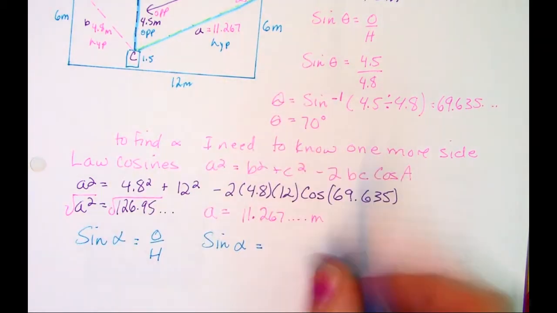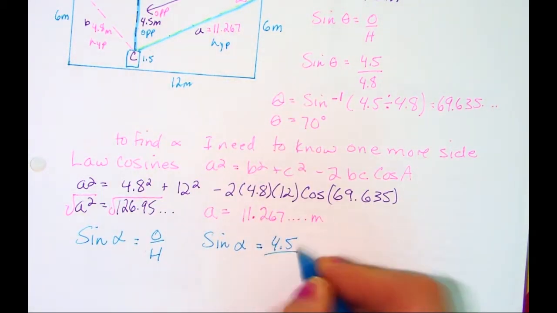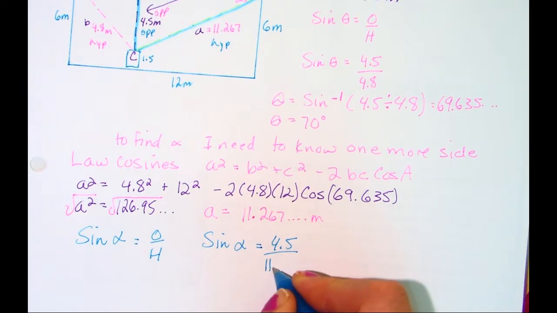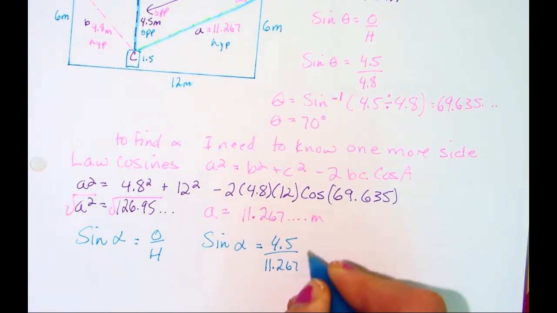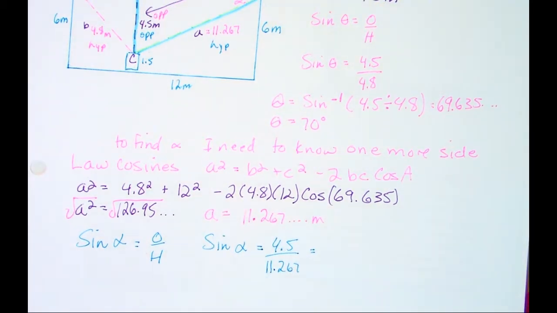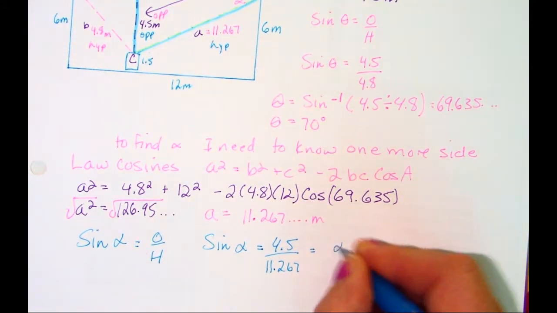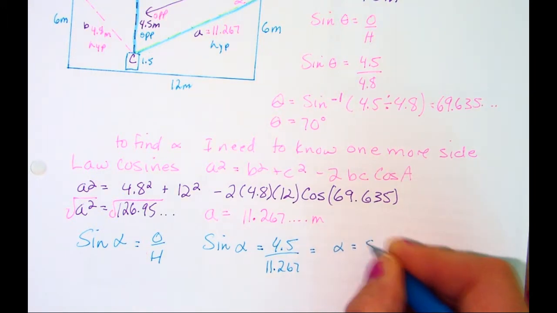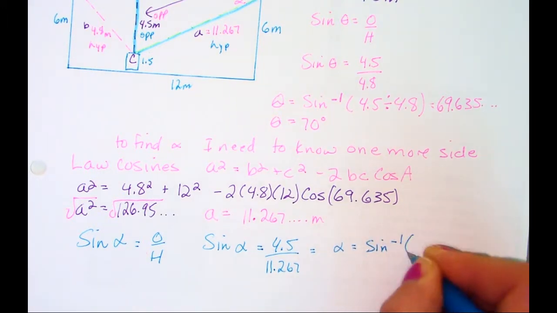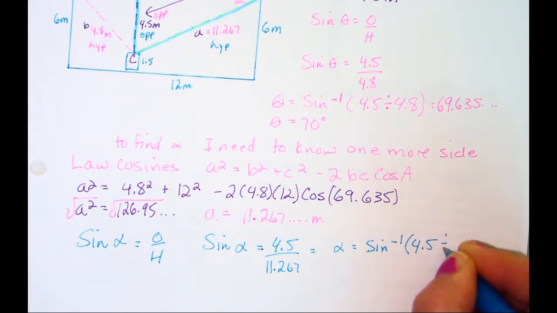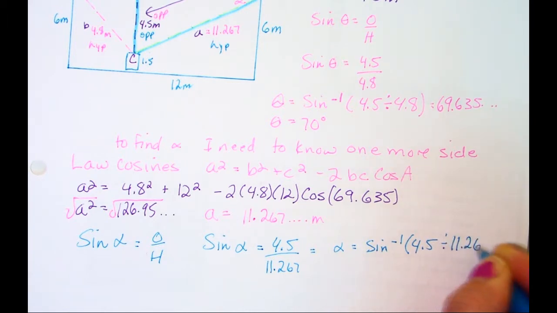So my opposite over my hypotenuse, and then find the answer. So how do I put that in the calculator? I would do lambda equals sine inverse, 4.5 divided by 0.267.